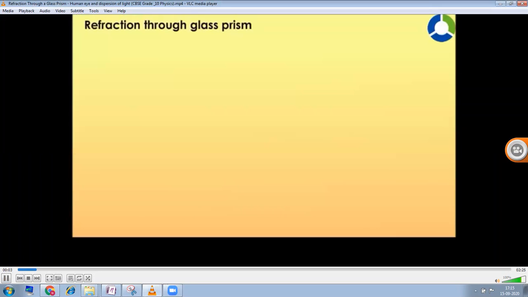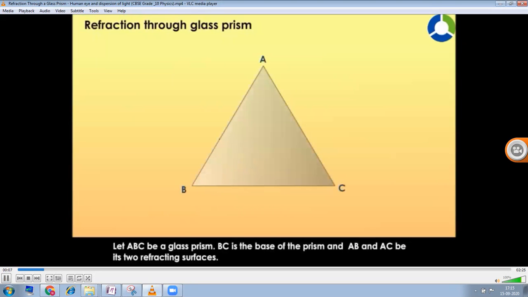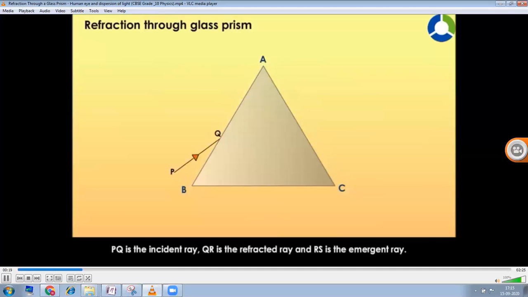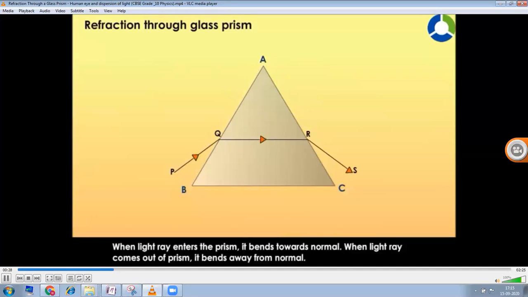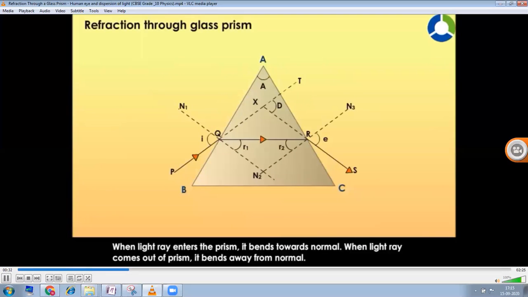Refraction through a glass prism. Let ABC be a glass prism. BC is the base of the prism, and AB and AC are its two refracting surfaces. PQ is the incident ray, QR is the refracted ray, and RS is the emergent ray. When a light ray enters the prism, it bends towards the normal. When it comes out of the prism, it bends away from the normal.